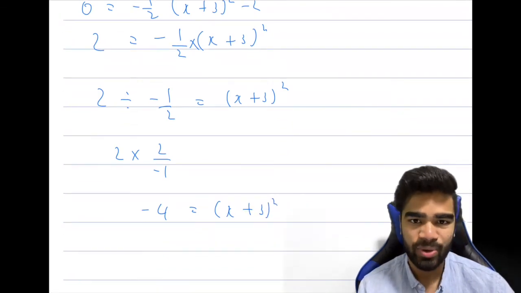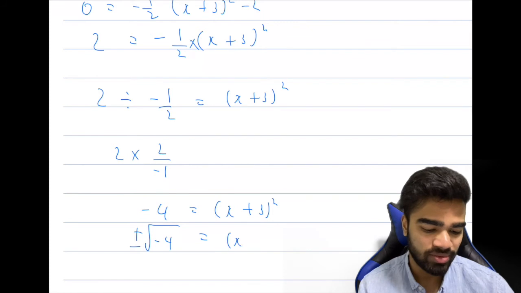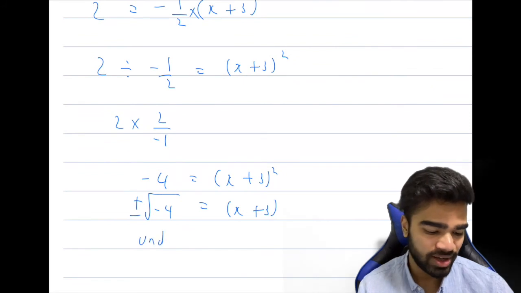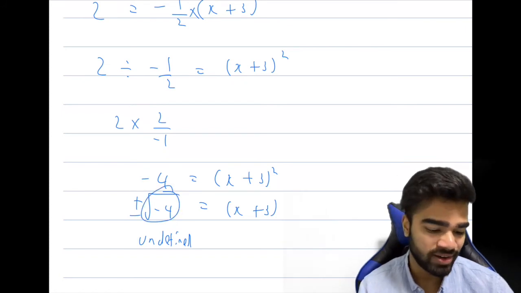Now you'll notice something weird here. If I take the square to the other side, what happens? I'm trying to get plus or minus square root of negative 4. Now can you tell me, can we square root negative numbers? No, that's not a thing that can happen. Square root of negative numbers is undefined. No number multiplied by itself is going to be a negative number. The square root of a negative number cannot happen.